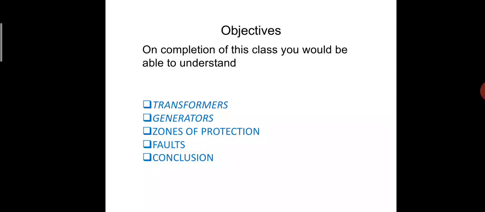On completion of this class, you would be able to understand transformers, generators, zones of protection, faults, earth faults, grounding faults, phase-to-phase fault, line-to-line faults, and rotor stator faults. And the last one is the conclusion.